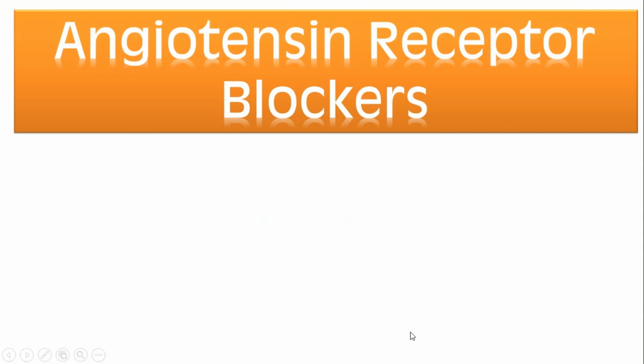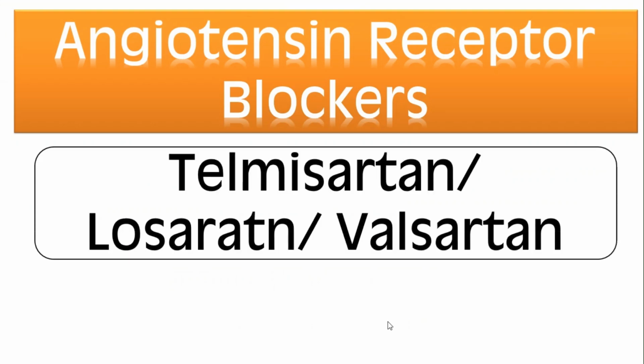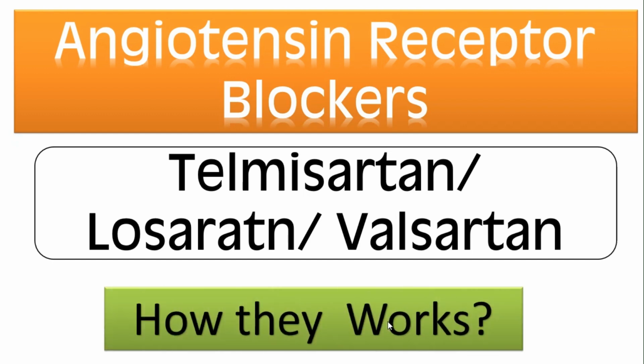Hello friends, let's discuss an antihypertensive class, angiotensin receptor blockers or ARBs. Drugs like Telmisartan, Losartan and Valsartan belong to this antihypertensive class. Let's see how these ARBs work in the body to reduce blood pressure.